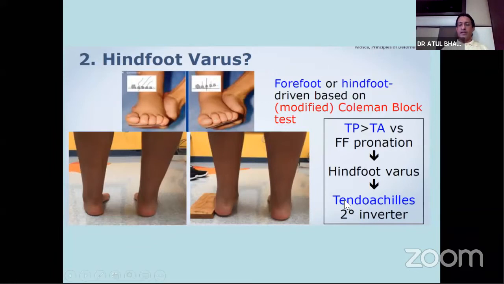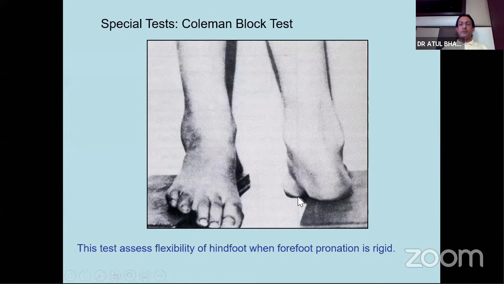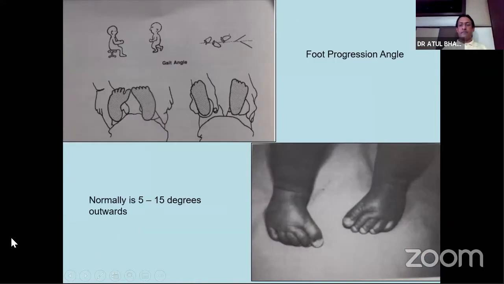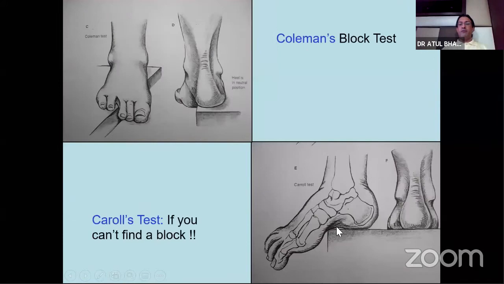And you can do this test in various ways. You can do what was described by Coleman, where you put the forefoot off a block, or you can do it as described by Carroll, where you take the foot off a step or a stool, so that sometimes you may not have a block available in the exam, so you may have a small platform. And similarly, if the forefoot is off weight bearing, you look at the foot from behind and make sure whether the heel is in neutral, varus or valgus.